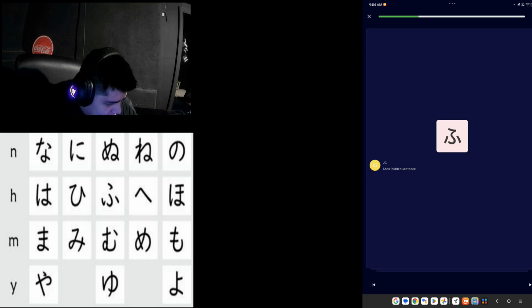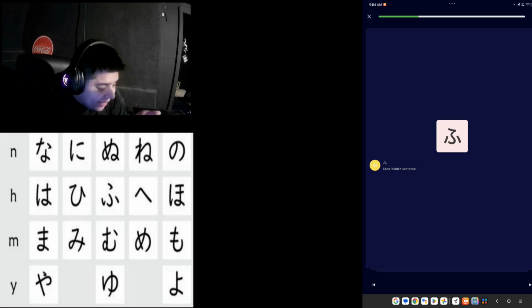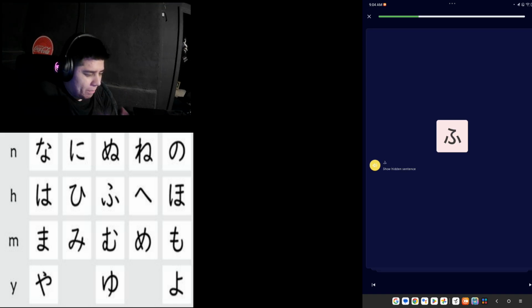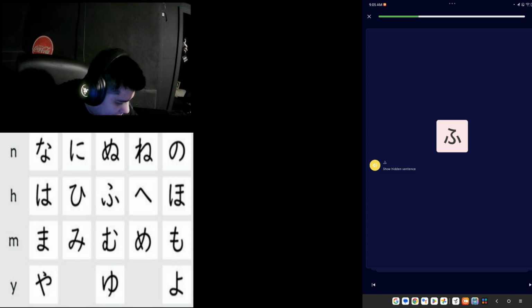Then we have fu. This one's interesting. This one's fu, like it's the look of the mouth going fu, right? Very easy. It's got the little lips and stuff. Fu. Hard to mess that one up. Fuku, which means clothes. Then we got fune, which is ship, boat.